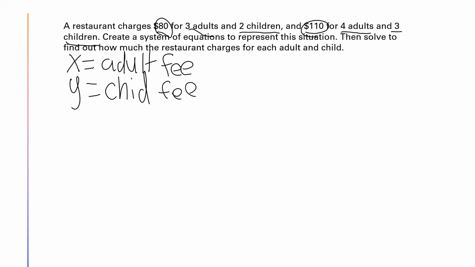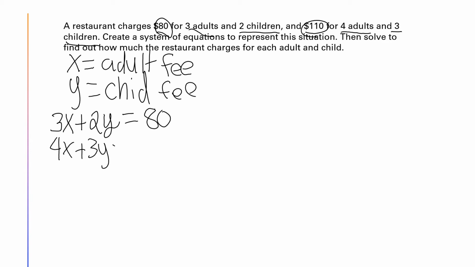So the first equation would be 3 adults times the fee, so 3x, plus 2 children times the amount they pay, so 2y, and the total fee is $80. And the second equation is 4 adults, so 4x, plus 3 children, 3y, equals $110. So let's solve for x and eliminate y.